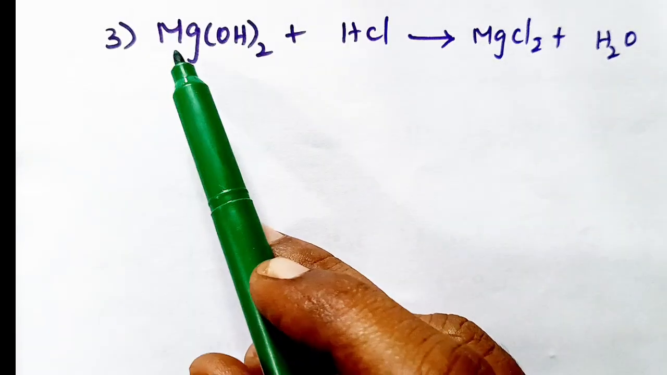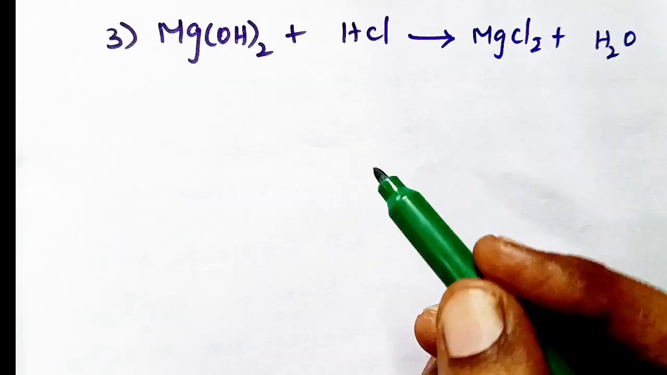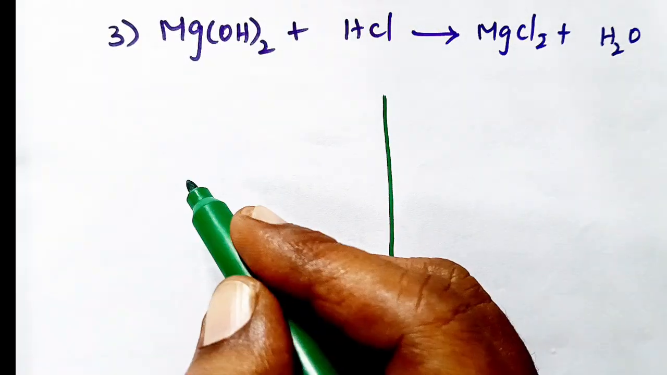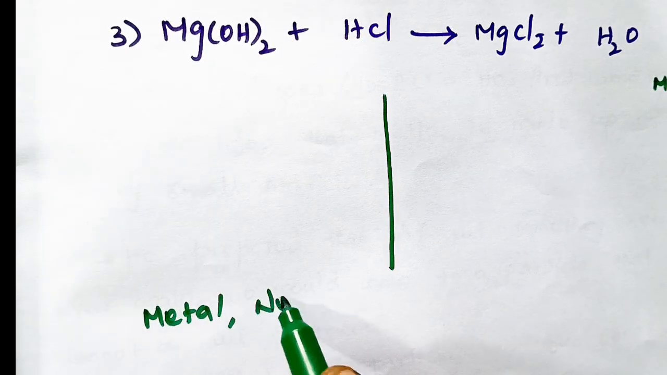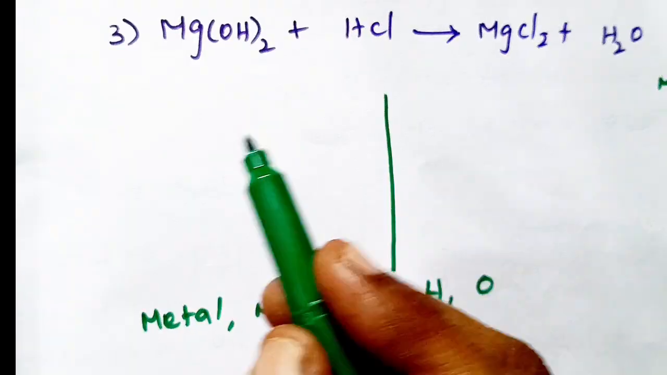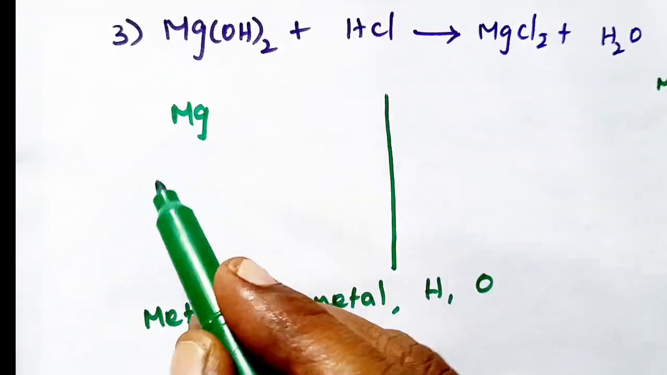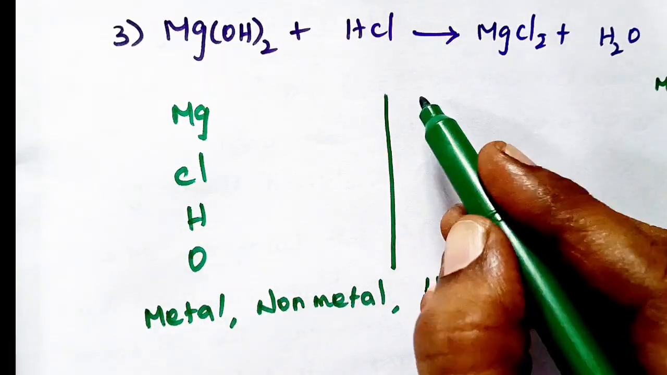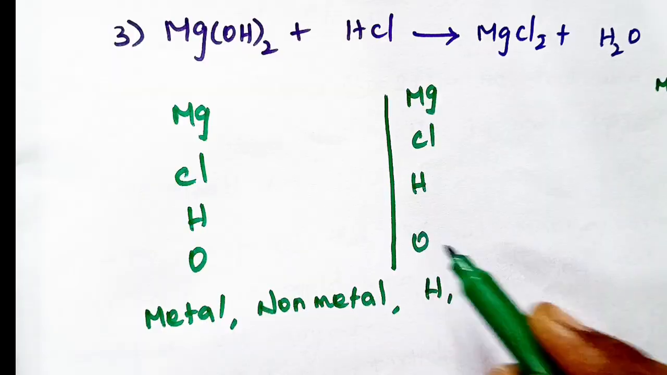Okay, the next equation is Mg(OH)2 plus HCl gives MgCl2 plus H2O. The first step is to start writing the atoms present in the reactants and products. The order should be first metal, then non-metal, then hydrogen, then oxygen. Here the metal is Mg, magnesium, then chlorine, Cl, then hydrogen, and then oxygen. Same here also: you write Mg, chlorine, hydrogen, then oxygen.